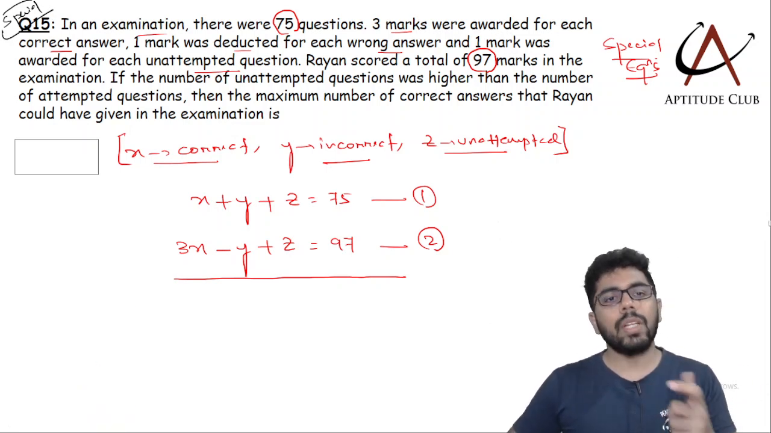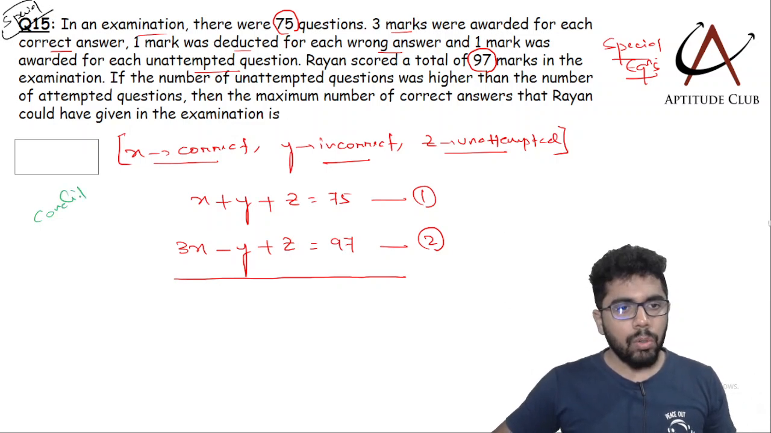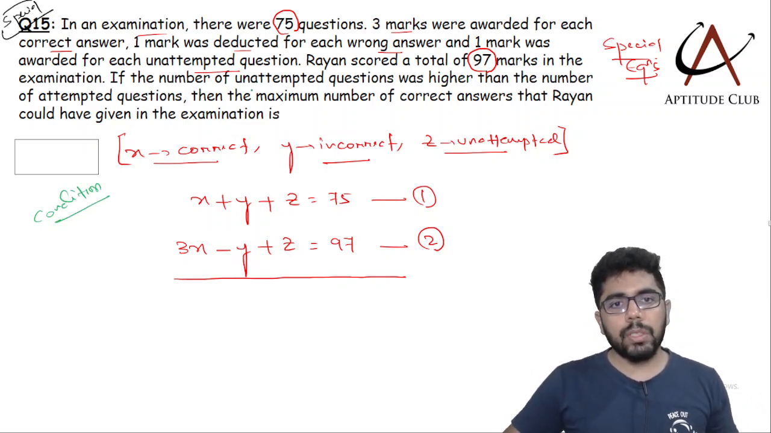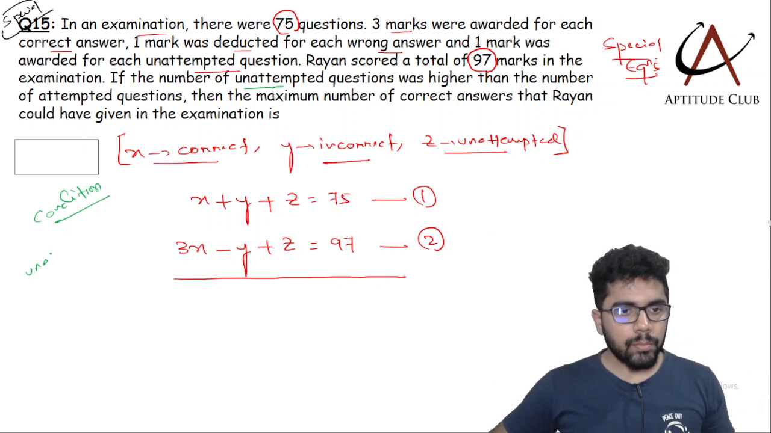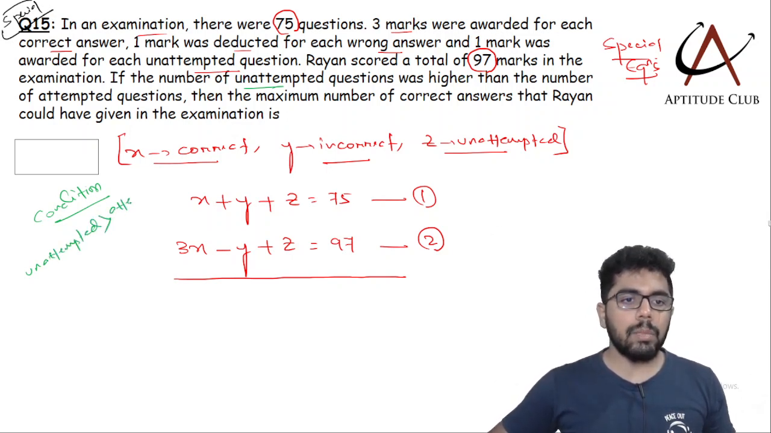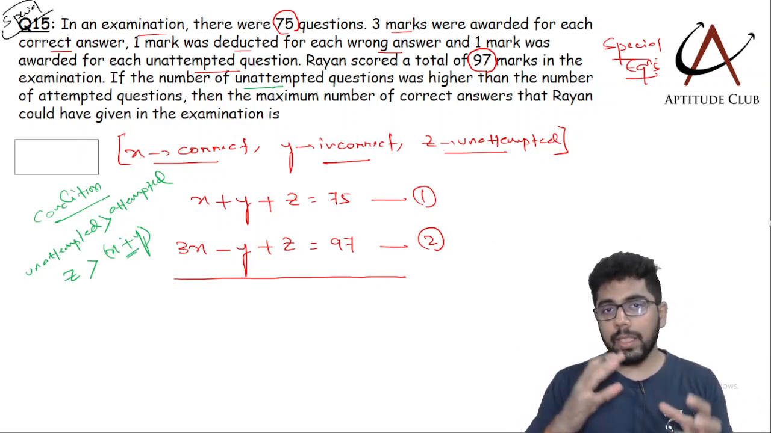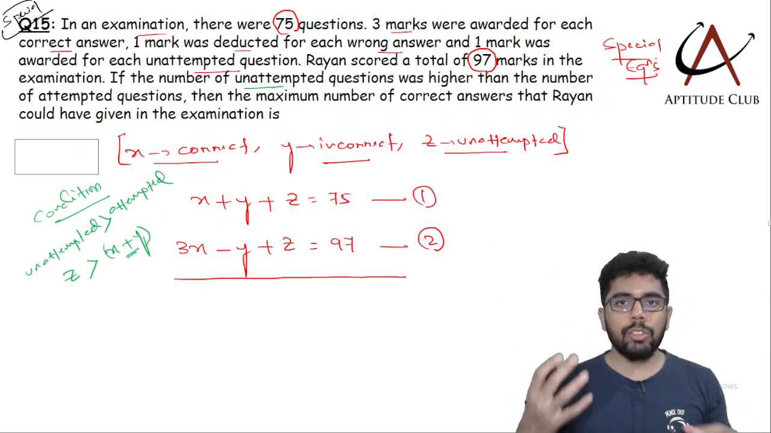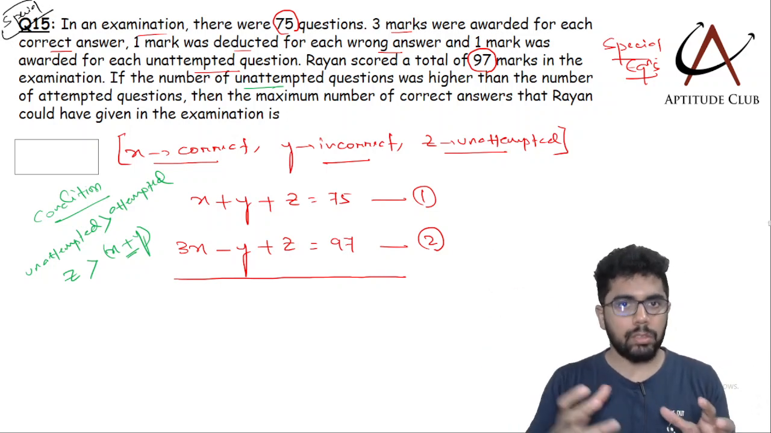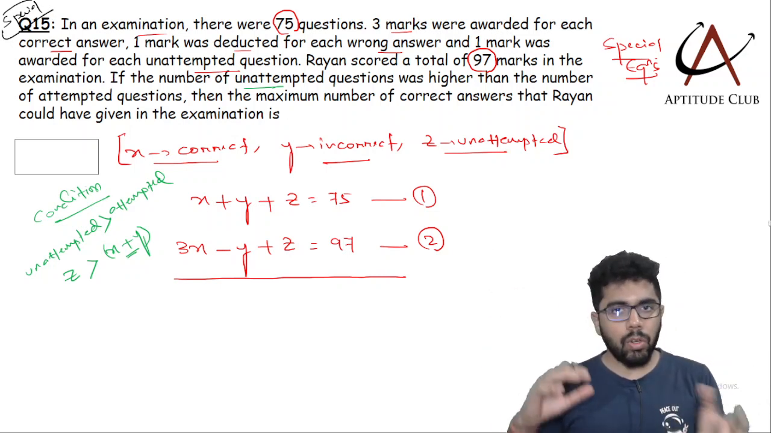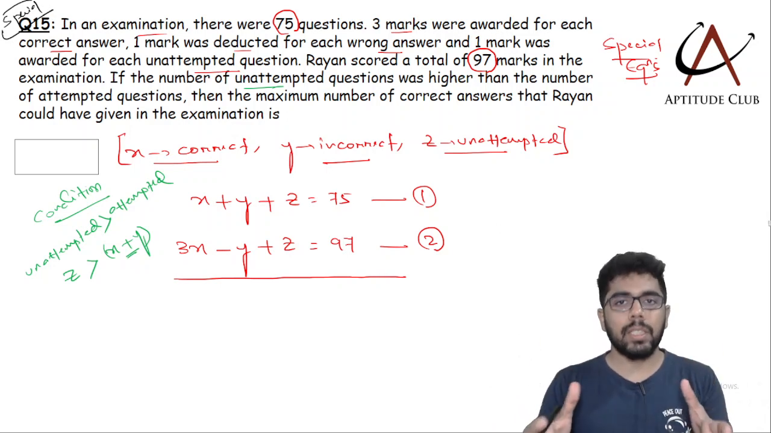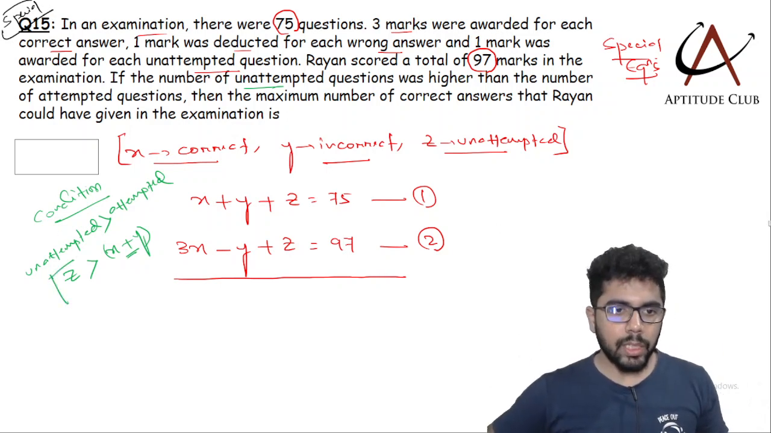We have been given one more extra condition. What is the condition? That the number of unattempted questions is greater than the number of questions attempted. That means Z is greater than X plus Y. Be careful in this part. Some people only take it as Z greater than X, but even if you're getting it wrong, it's in the attempted section. If I have got a question correct or incorrect, I still have attempted that question. So Z is greater than X plus Y.